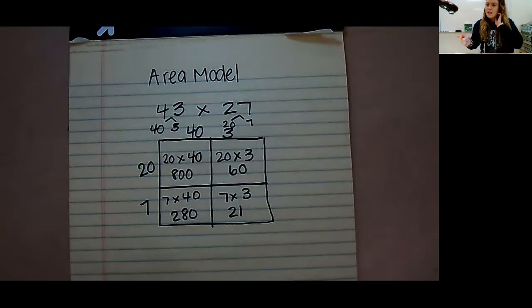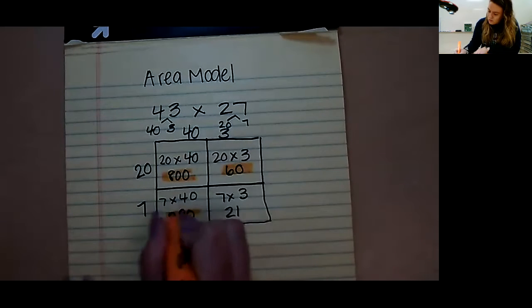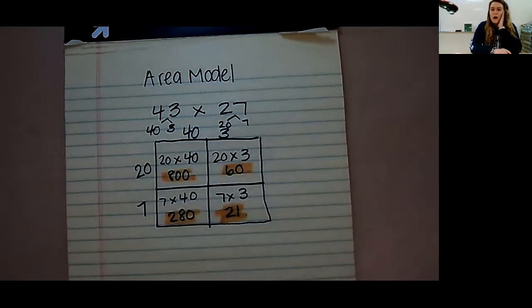So a big reason that they like to stress strategies like the area model is because they're always going to ask for partial products. So the partial products for this problem would be these numbers. And your partial products are just part of your product, hence the name partial products.